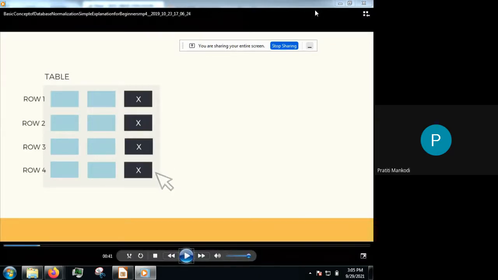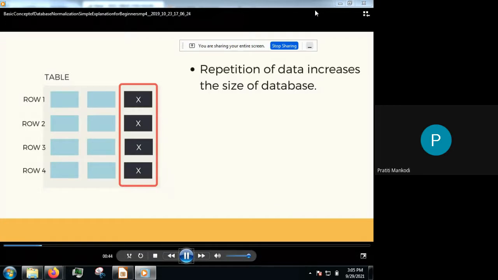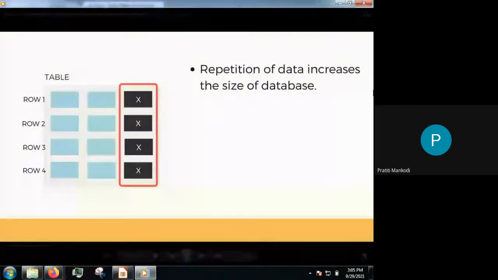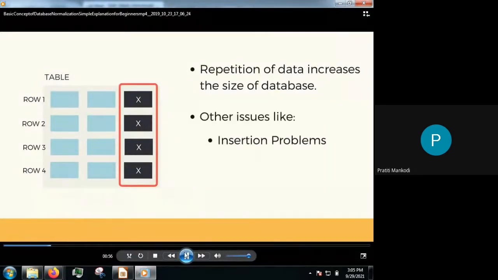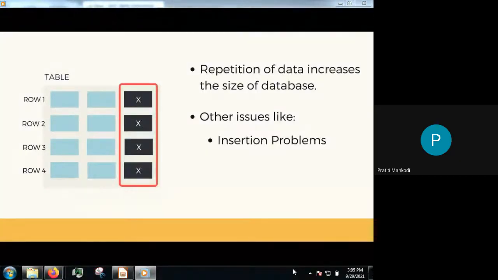This is duplicate data, right? In the same table, X is coming multiple times. One obvious disadvantage of redundancy is size. When you are storing the same thing again and again, it is going to increase the size. It is going to waste the memory. That's the first. Other issues?